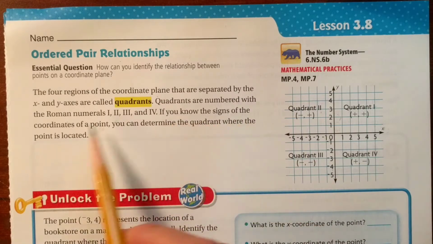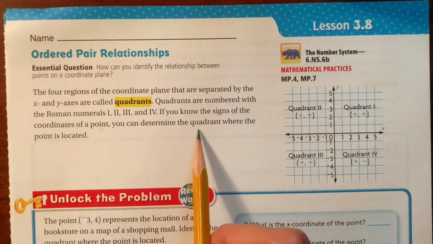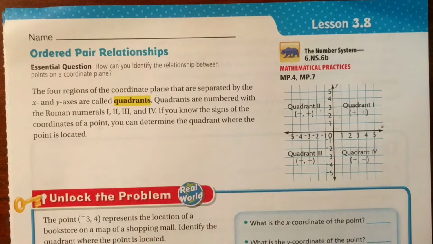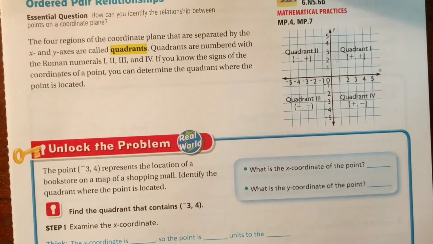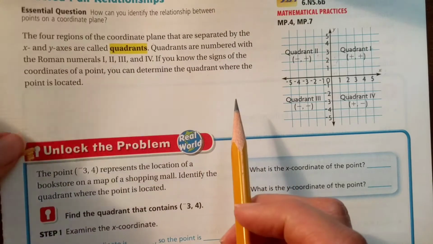If you know the signs of the coordinates of a point, you can determine the quadrant where the point is located. All right. The signs being whether they're positive or negative. That's what that means.